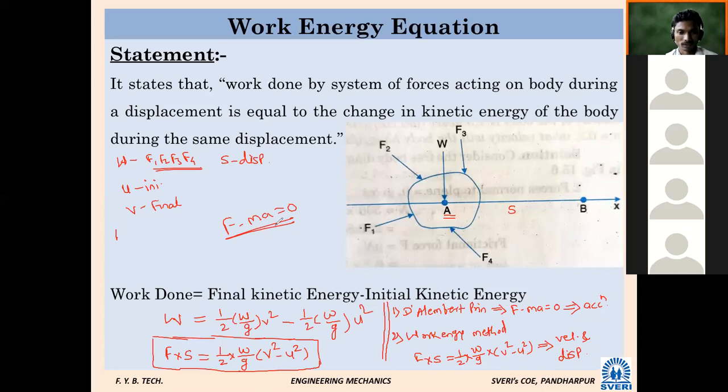And D'Alembert's principle, which we have discussed many times, F minus ma is equal to 0, is used to find acceleration. In that equation, acceleration is present. Here there is velocity and displacement. Either velocities will be given and you find displacement, or displacement will be given and you find velocity. And D'Alembert's principle is mainly used to find acceleration. So these are the two methods.